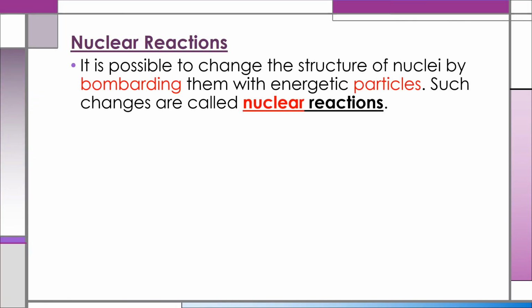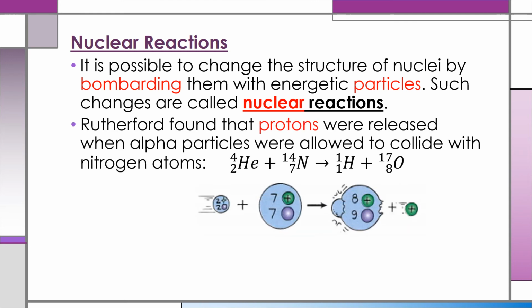It is possible to change the structure of nuclei by bombarding them with energetic particles. Such changes are called a nuclear reaction. So what does that mean? If we go back to Rutherford's experiments, he found that protons were released when alpha particles were allowed to collide with nitrogen atoms. So we can undergo an artificial decay by taking an alpha particle and bombarding it with nitrogen.